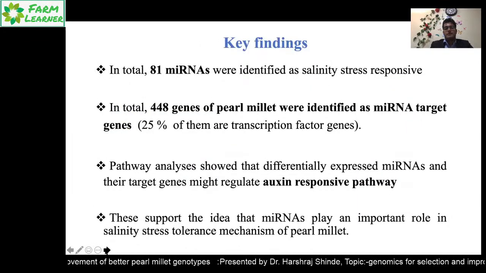So key findings of our studies are: 81 microRNAs we discovered in pearl millet which are salinity stress responsive, and we identified 448 target genes for these microRNAs. Around 25% of them are transcription factors, and these microRNAs regulate the auxin responsive pathway during salinity stress. And we think that some microRNAs play a role in the salinity stress tolerance mechanism of pearl millet, as in other crops like Arabidopsis and rice.